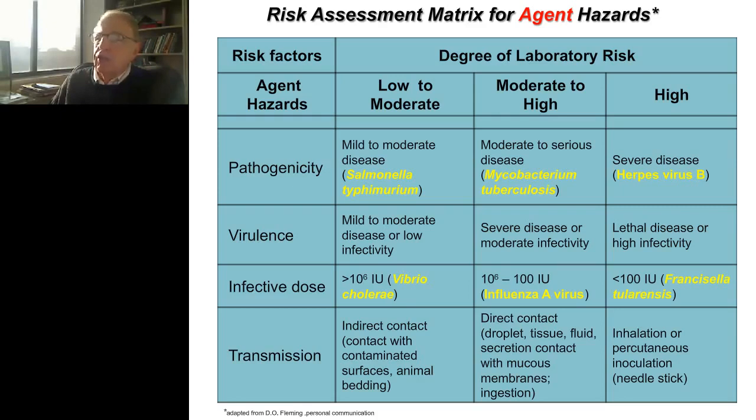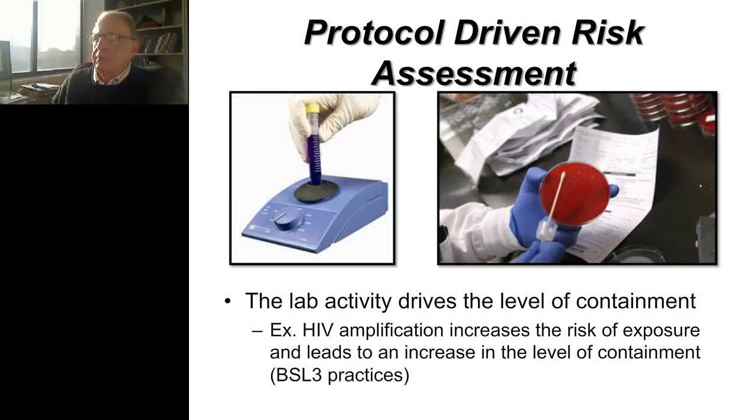Infectious dose is also listed here. Vibrio cholerae has a very high infectious dose. Influenza, anywhere from 10 to 100 organisms. Francisella, though, less than 100 organisms can cause disease. And how do you acquire it? Is it through contact, surfaces? I've listed here animal bedding, but that's not for clinical labs. Is it direct contact or is it inhalation? So this is the type of matrix that you could create if you were looking just at pathogens.